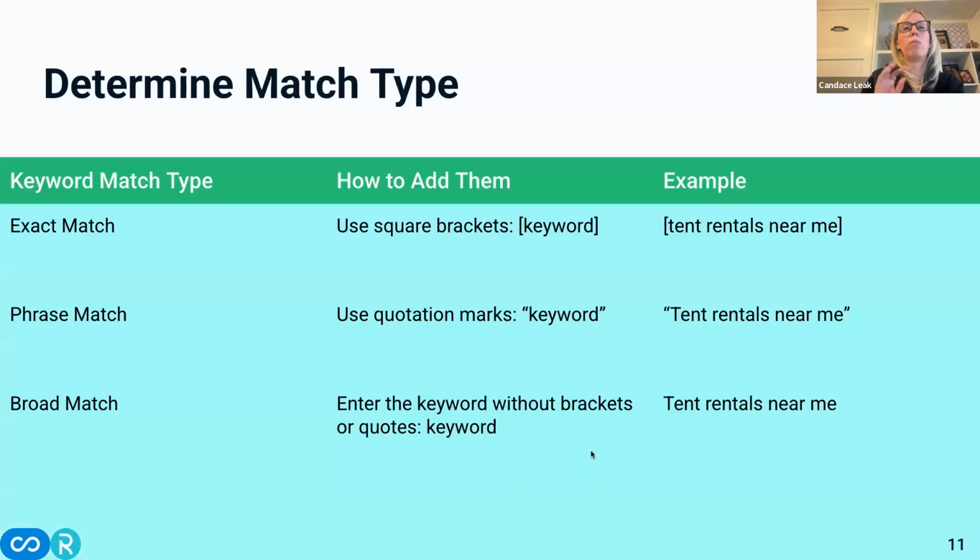Okay, now we have our keywords. We have to determine match type. So it's not just that easy. You can't just say, here's my keywords, Google, do your job. They like to make it difficult.